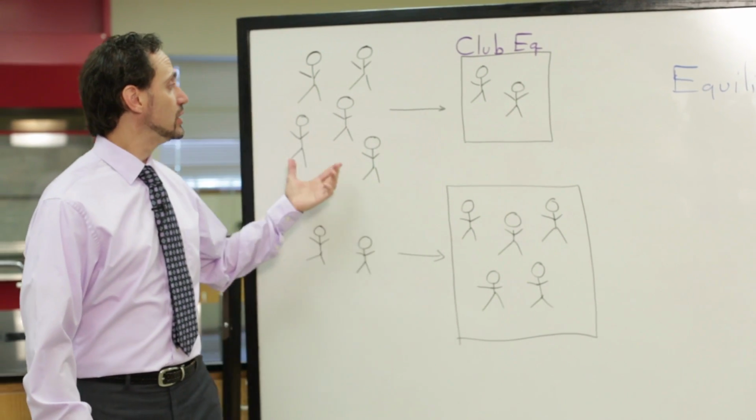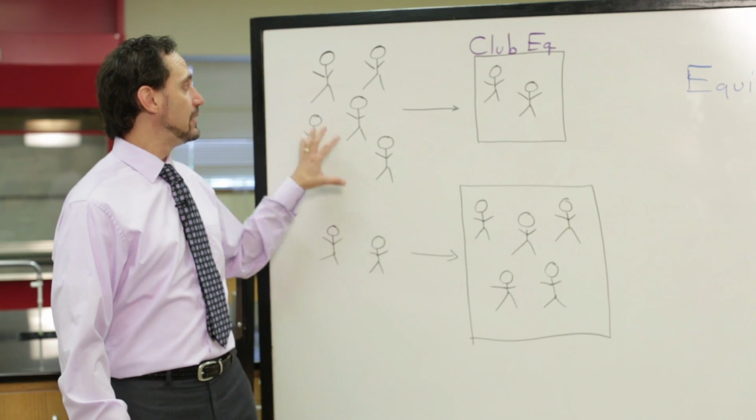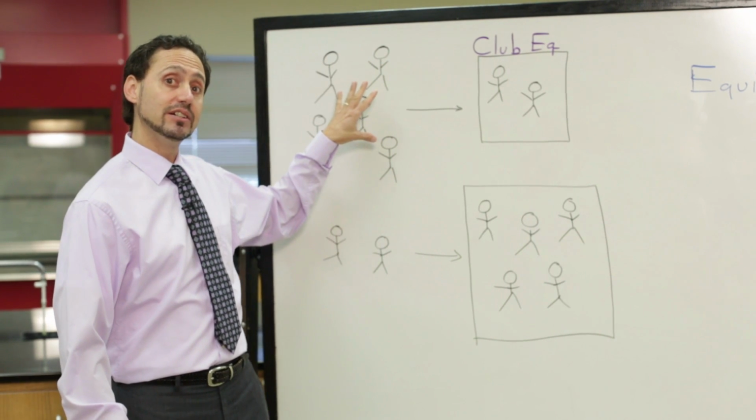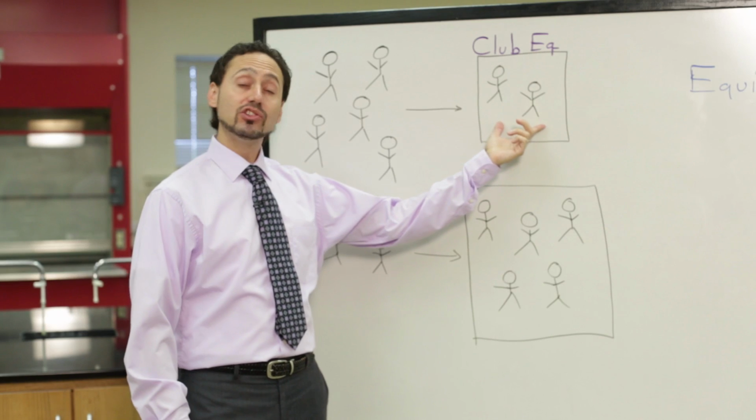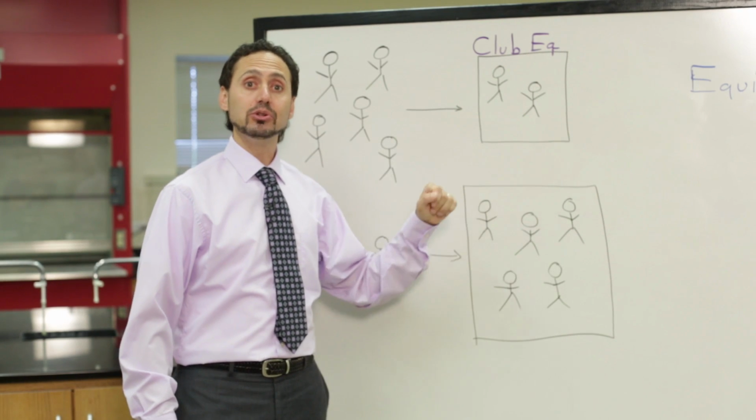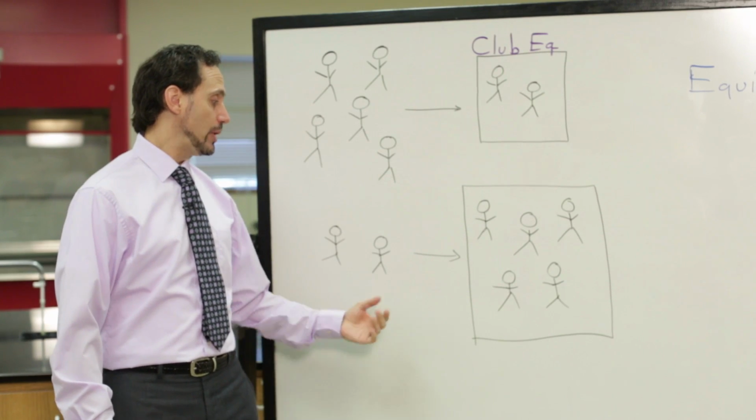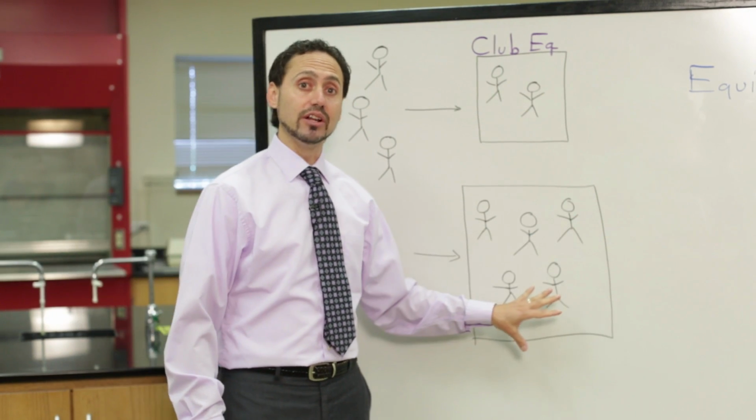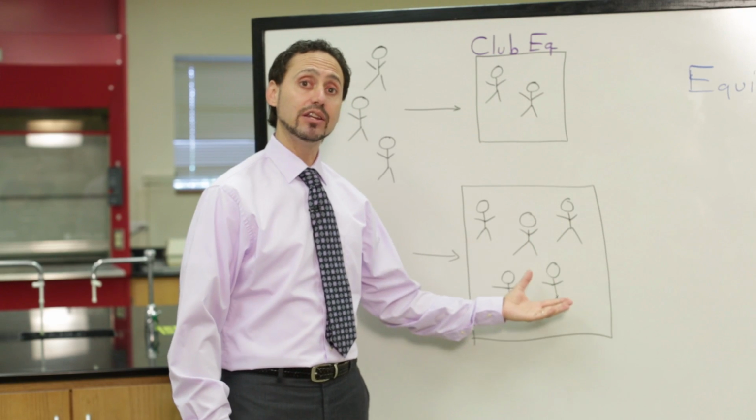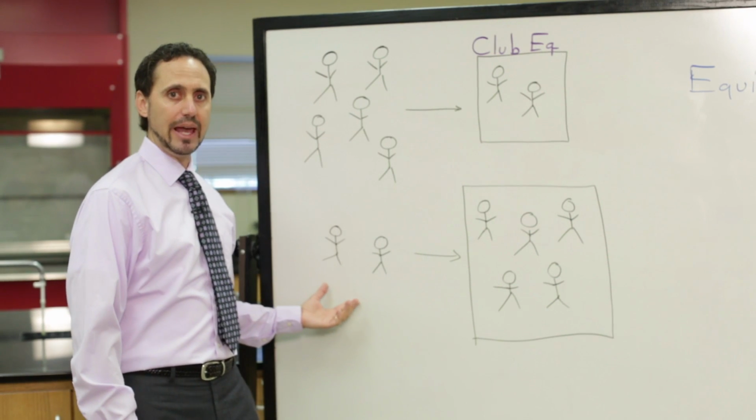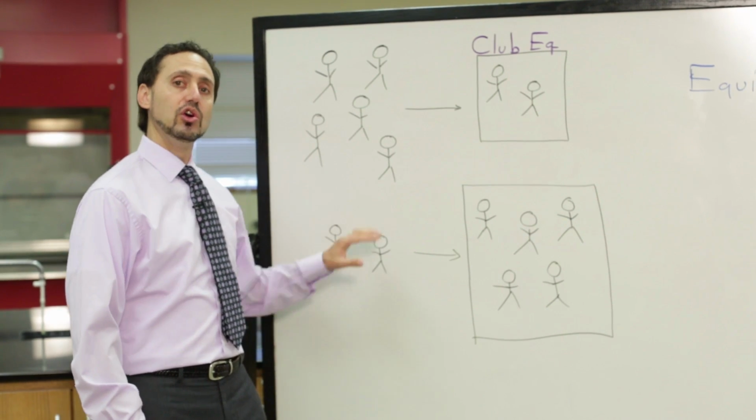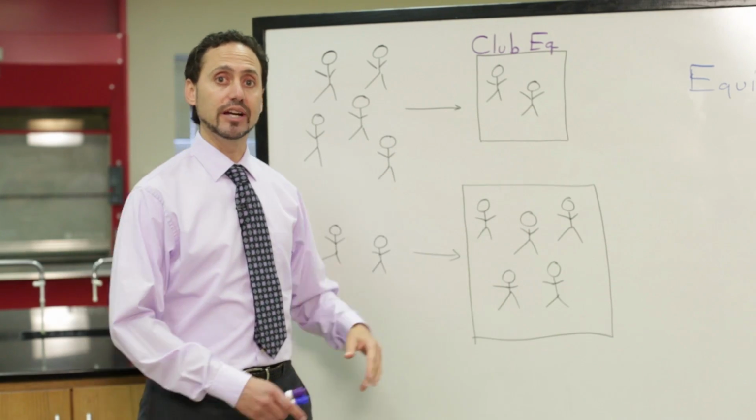Okay? So in this first image, we have 5 people wanting to get into the nightclub, but it's a small nightclub, so we only have 2 people who can come in. In this second image, we have a much larger club, and so we can have more people inside the club, but there's still a few people who can't get in yet. So what is equilibrium going to look like?